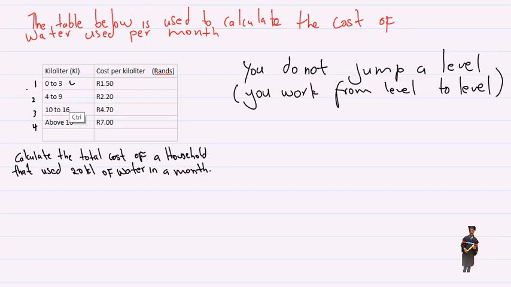You cannot start from level 1 and jump to level 3. No, you do not do that. So you start from level 1, you go to level 2, you go to level 3, and so on. I hope you get that, ladies and gentlemen.